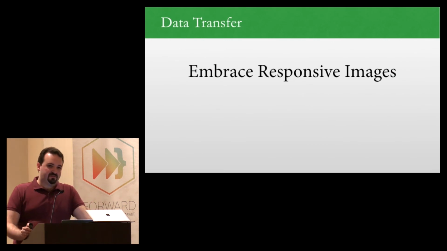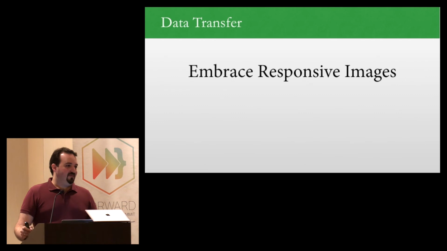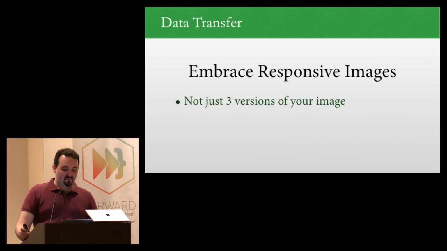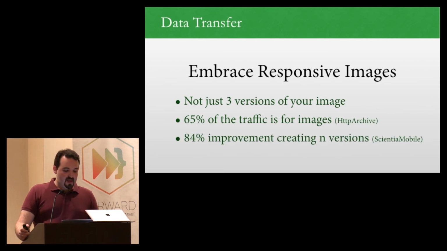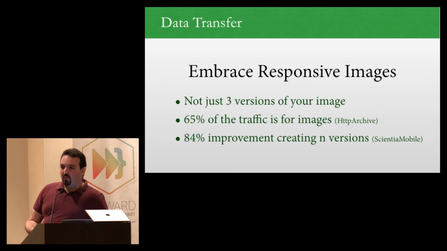So you need to embrace responsive images here. Okay, don't create just 2 or 3 versions and assume all the phones will use the 4th version, because we are going to send pixels that will never be rendered there, and we don't have budget for that, remember. We have a tiny budget, so we don't want this. So don't create just 3 versions, okay? We can make it better because today, 65% of the traffic is because of images. So we can really improve a lot by creating N versions dynamically.